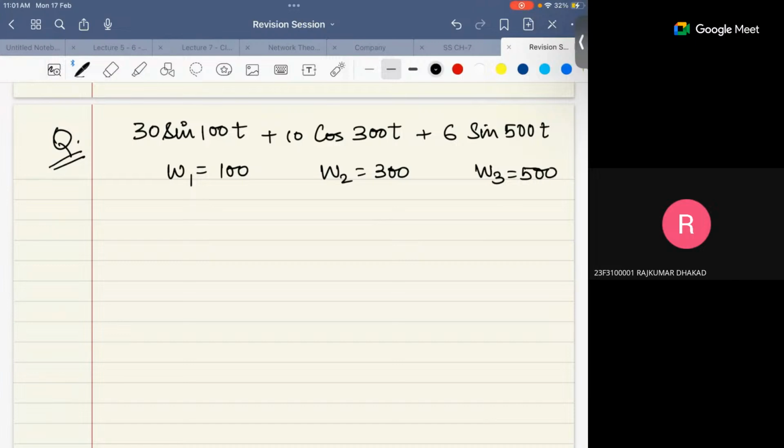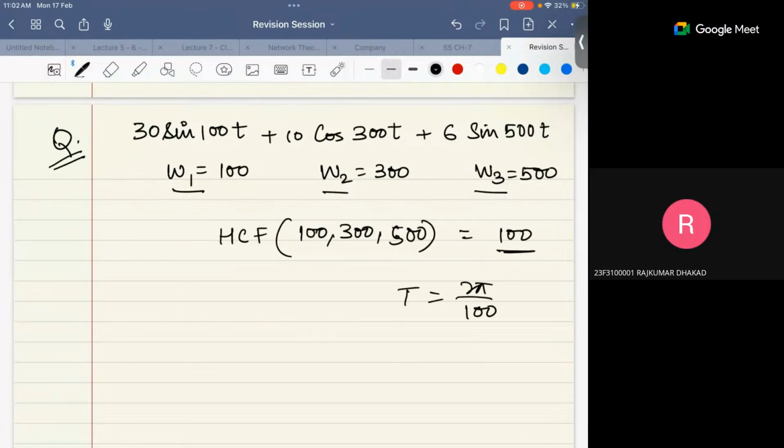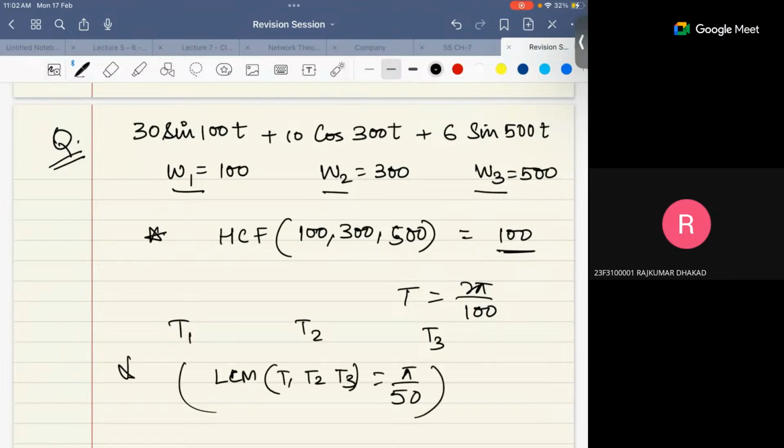See, there are two methods. If you know omega 1, omega 2, omega 3, you calculate the highest common factor of 100, 300 and 500. That will be 100, and from here you can calculate the time period: 2 pi upon 100. Or the other method is you calculate the time periods T1, T2, T3, and then calculate the LCM of T1, T2, T3. You'll get pi upon 50, the same one. So either you calculate with this method or with that method.